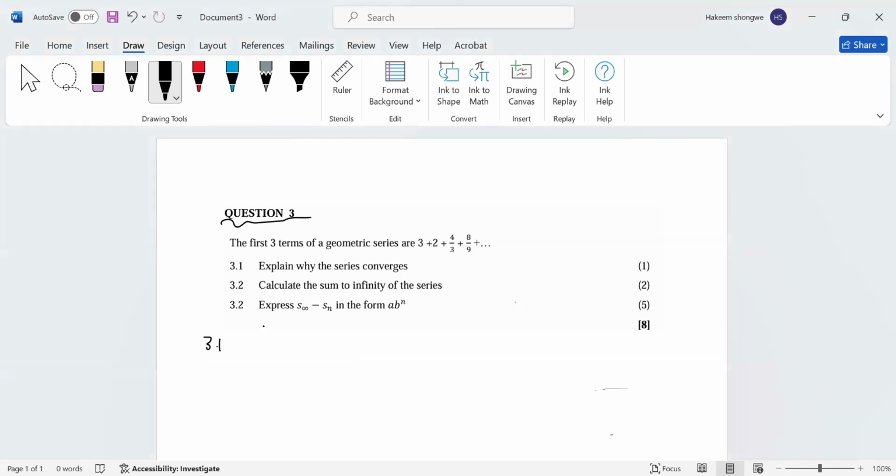Because R is between... But you're supposed to calculate R first. What is R? R is 2/3. It's 2 all over 3. Yeah, you calculate R and then you give us the reason. What is the reason?